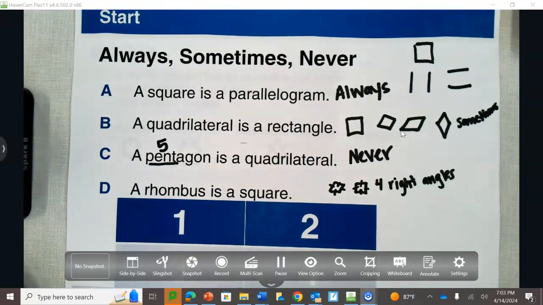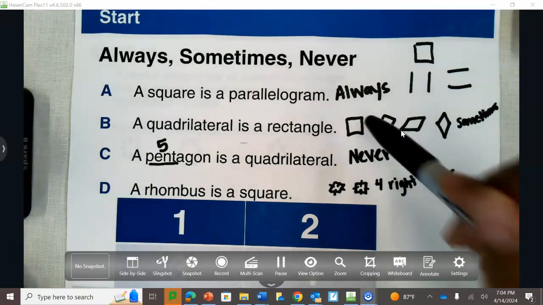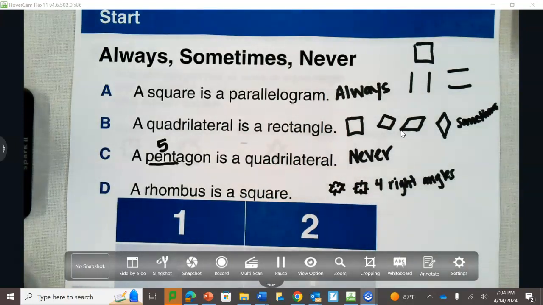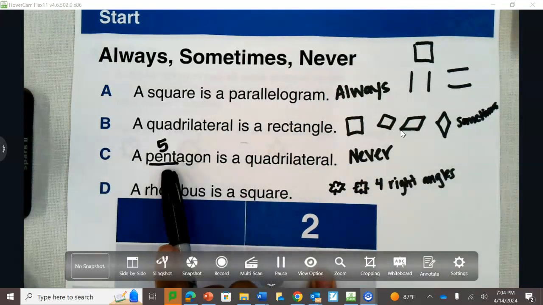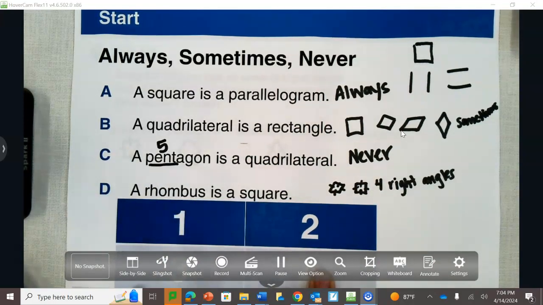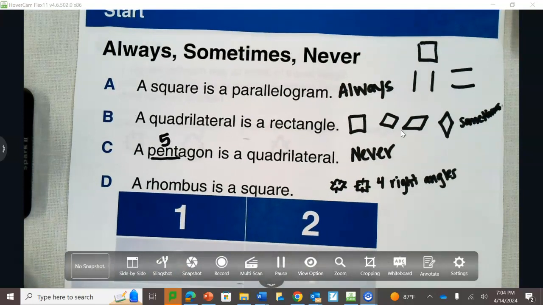B, a quadrilateral is a rectangle. That's sometimes true, because a quadrilateral is just a shape that has 4 sides. So that could be a square, a rhombus, a parallelogram, a diamond, but it can also be a rectangle. So that's why it's sometimes true. C, a pentagon is a quadrilateral. The answer to that is never, because a pentagon is a shape that has 5 sides, so it will never be a quadrilateral.